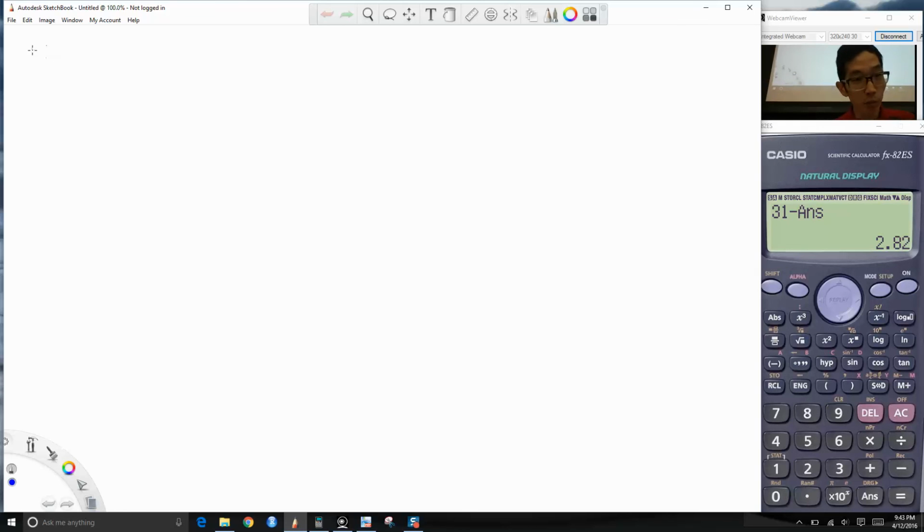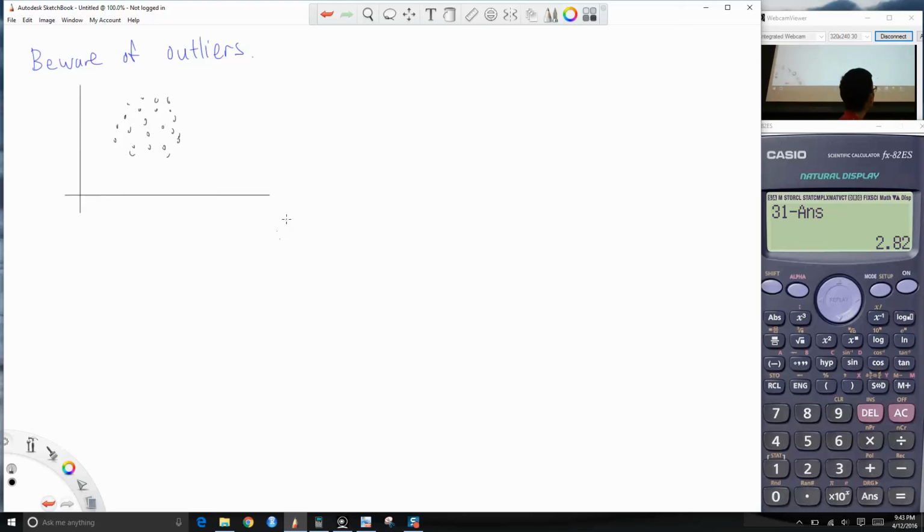Okay, also beware of outliers. Outliers can really affect the way things appear. So for example, let's say this is your data here. Okay, if this was it, we would say what? No trend, right?